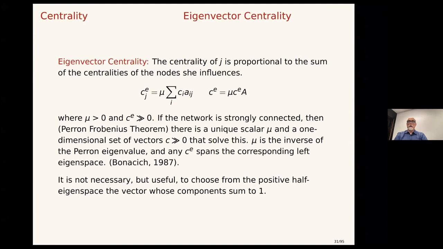Eigenvector centrality. All right, so the idea is that the centrality of node J is proportional to the sum of the centralities of the nodes that she influences. So let's let... there is a typo, there should be a superscript E right where the little hand is. The right equation is over here. We might think about A being a weighted adjacency matrix here. It doesn't matter.